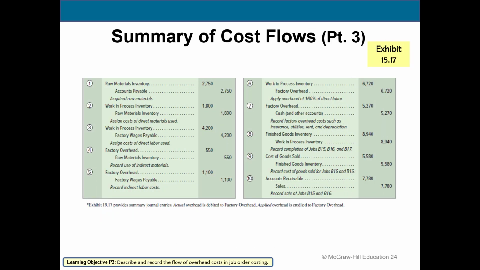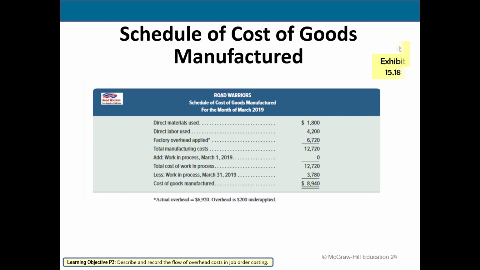This shows you all of the journal entries, and I recommend that you print this from the full PowerPoint slide in Blackboard. And you can use this as an example for when you're working on your homework because it shows all of the journal entries. This is the schedule of cost of goods manufactured, which we also looked at in chapter 14.